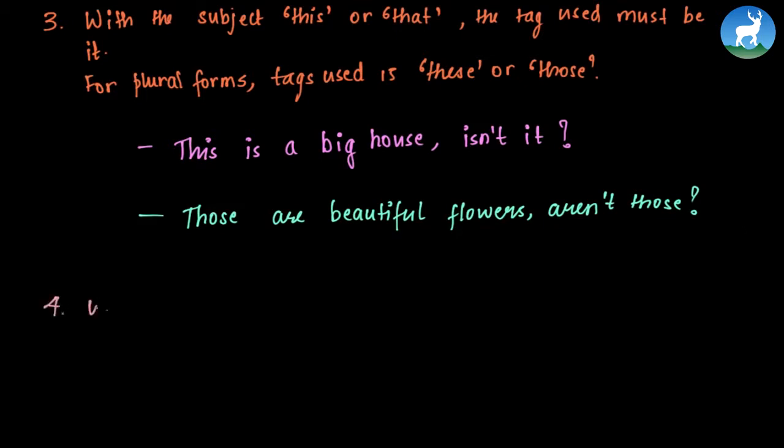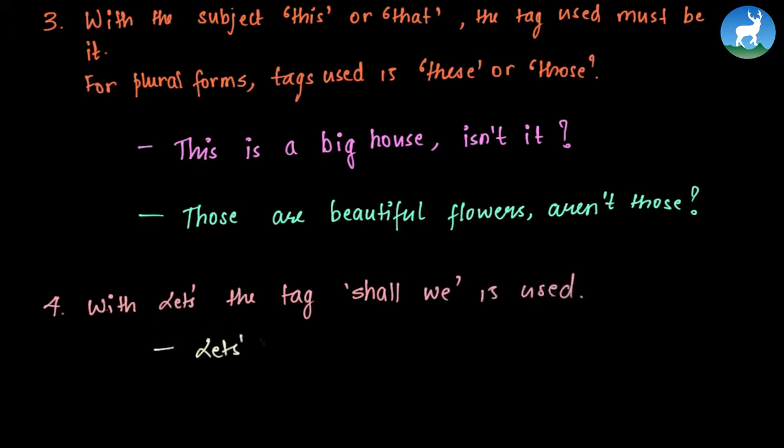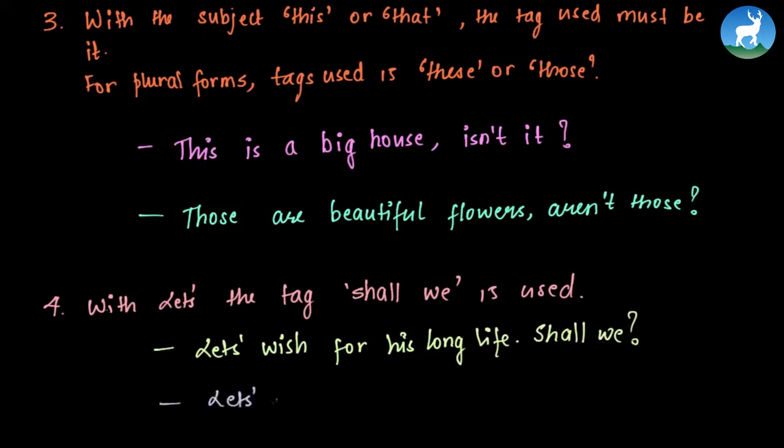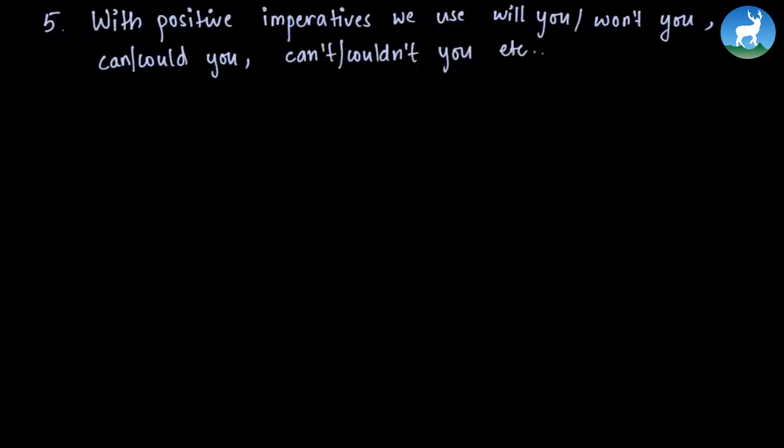Further, with let's, the tag used is shall we. So with let's, the tag shall we is used. For example, let's wish for his long life, shall we? Let's have some tea, shall we?